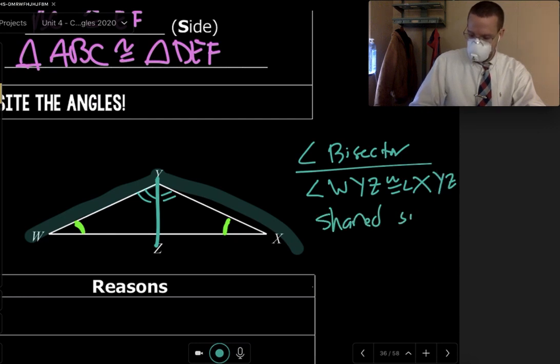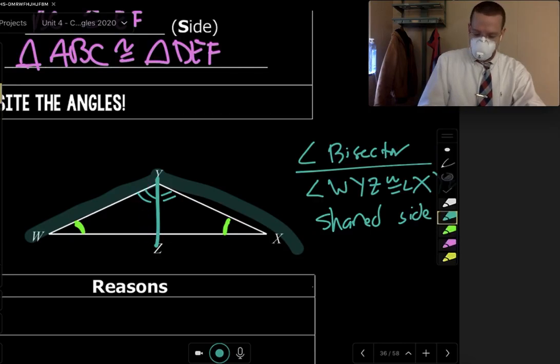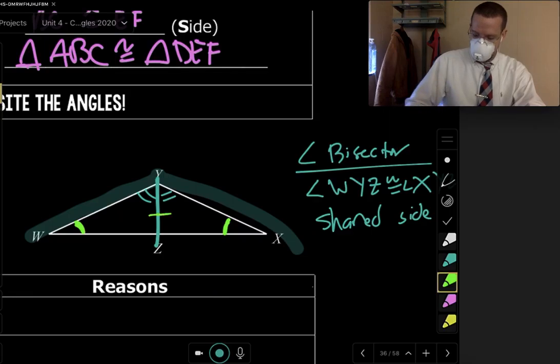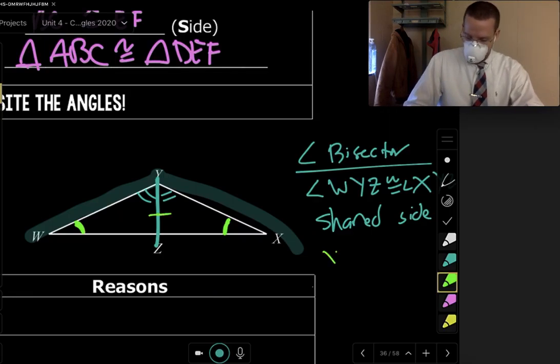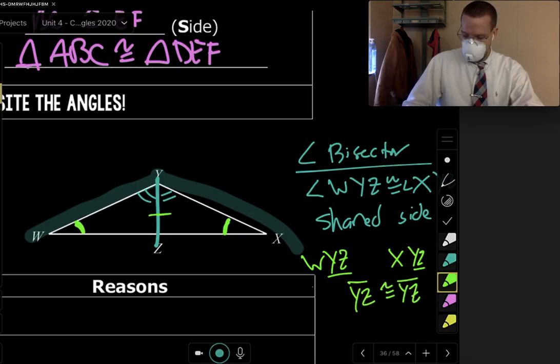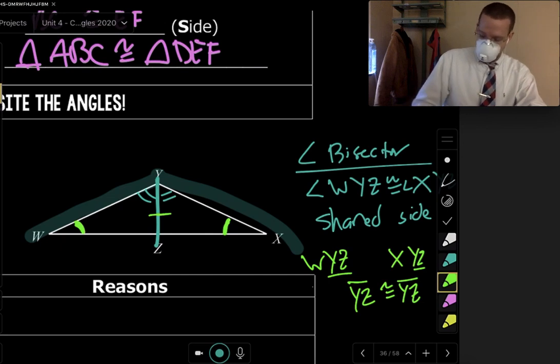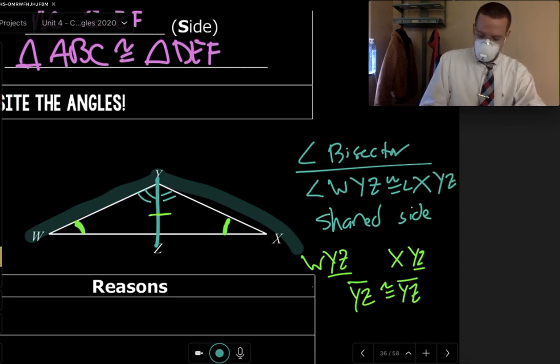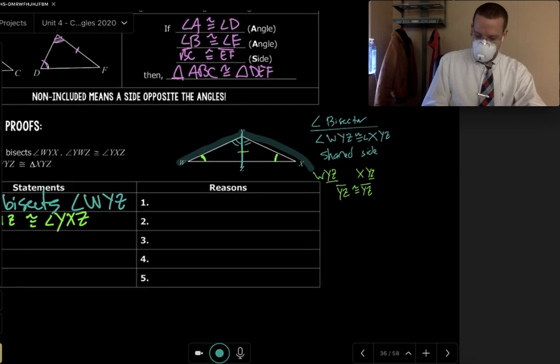We have a shared side. So notice our bisector here is actually the shared side. And so what do we have here? Well, that means that this side is going to be reflexive. This is triangle WYZ, and this is triangle XYZ. YZ, yep, so this will be reflexive. So YZ will be congruent to YZ. And so, yeah, this is going to be reflexive. And so here we have angle side. So let's just go ahead and wrap this proof up.